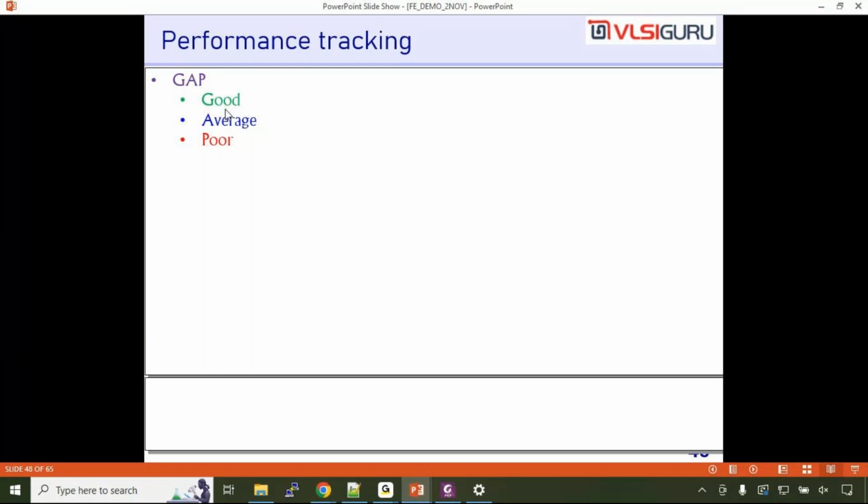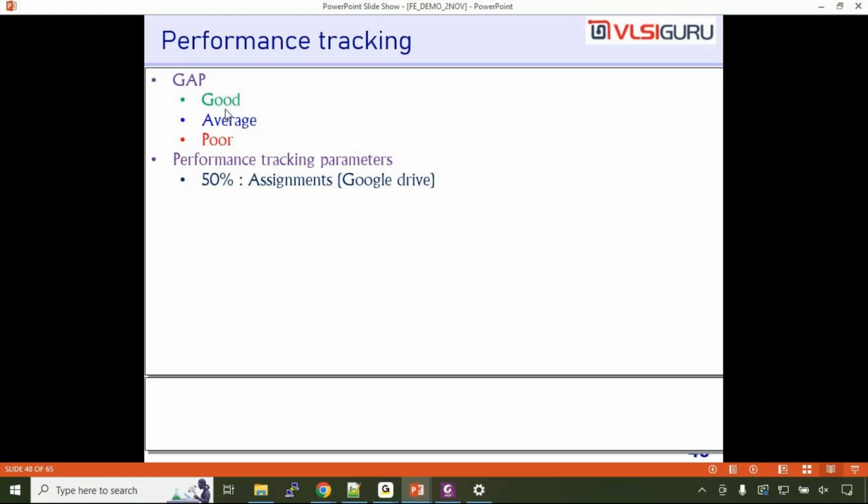Now the purpose of this division into good, average, poor is to make sure that you get the required attention. If you are good, how can we additionally support you? If you are average, how can we bring you to the good level? We track your performance based on the assignments. A lot of weightage is given to assignments.